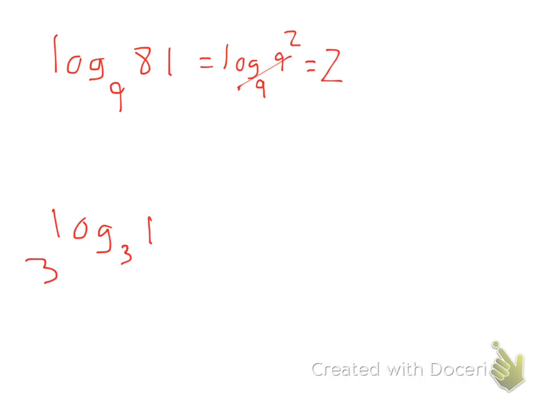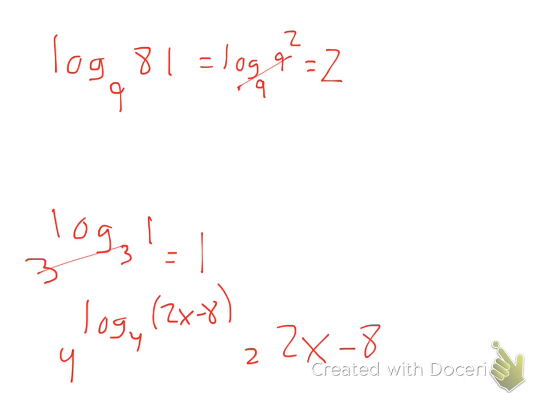3 to the log base 3 of 1. The bases are the same, cancel, equals 1. Done. That's how easy these things can be. It doesn't matter what's in this position. If I had something like 4 to the log base 4 of 2x minus 8, the answer would be 2x minus 8. Okay? Because if these bases cancel, this position here, inside the log, is your answer.